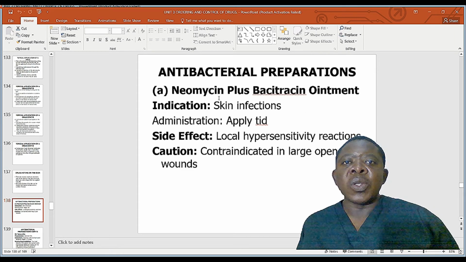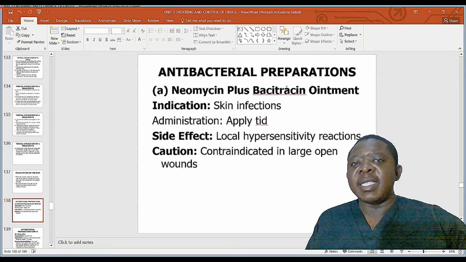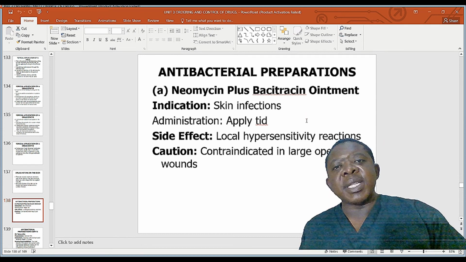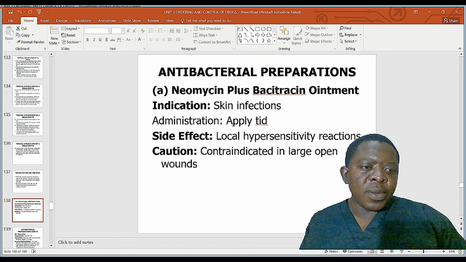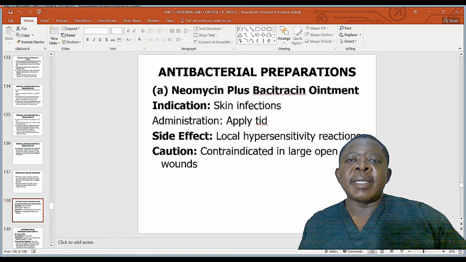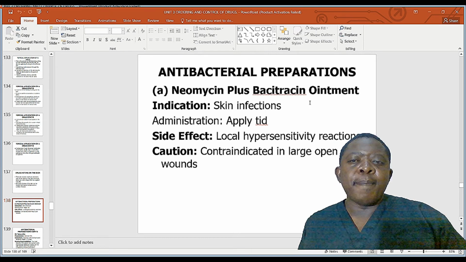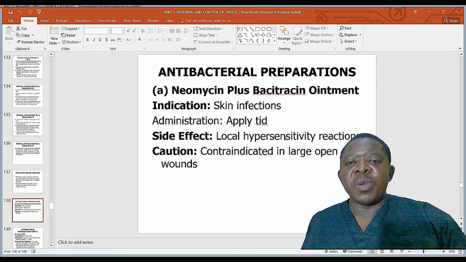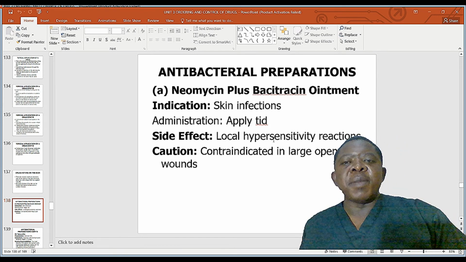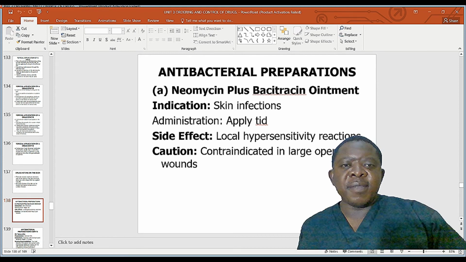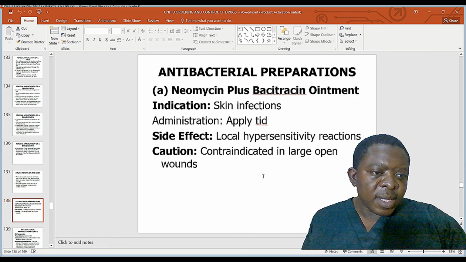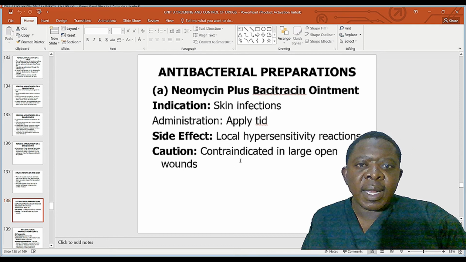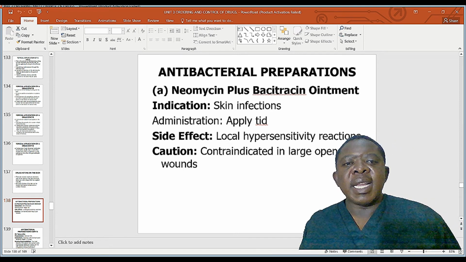Okay, so some of the antibacterial preparations that are used topically, or that are used on the skin, include neomycin plus bacitracin ointment. So the indication is skin infection. Administration: you can apply 3 times a day. The side effects may include a local hypersensitivity reaction. The caution that you need to take when giving a drug like this is that it is contraindicated in large open wounds.